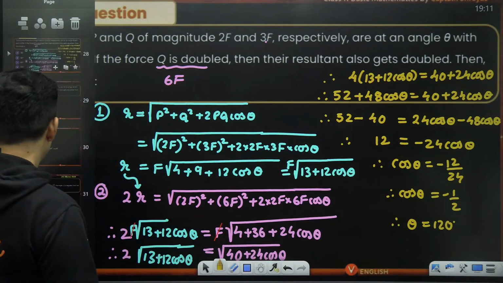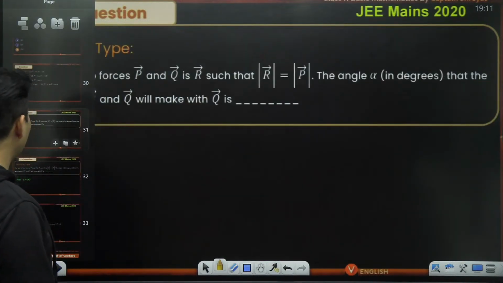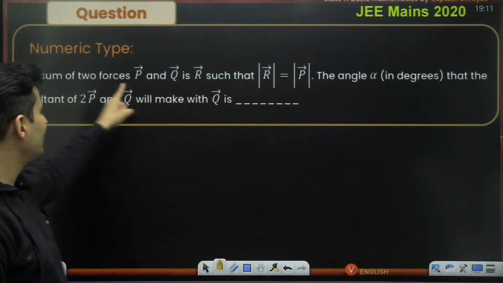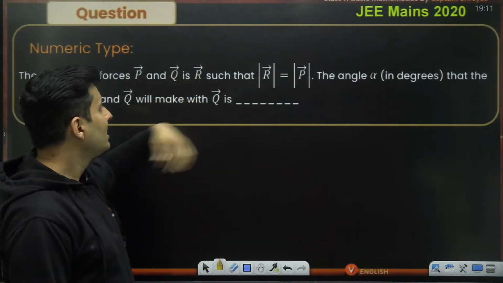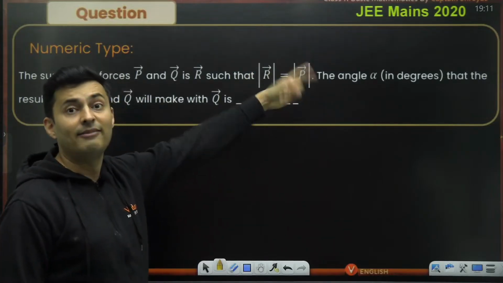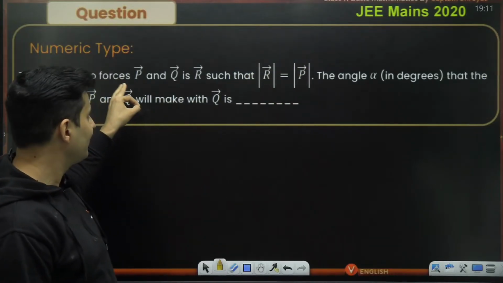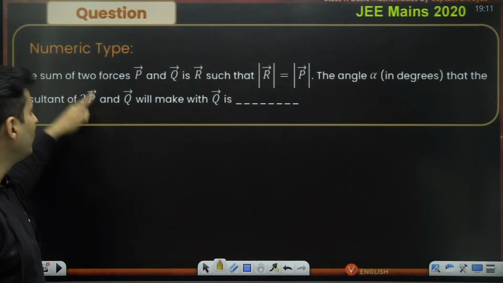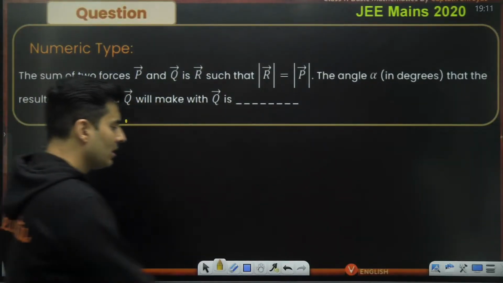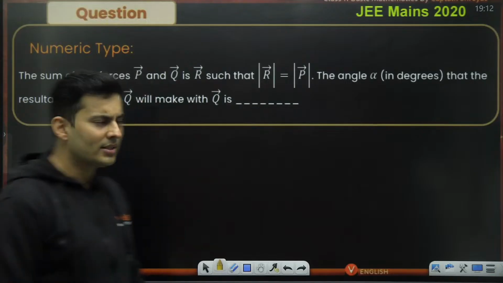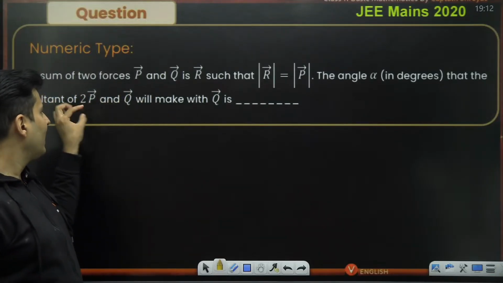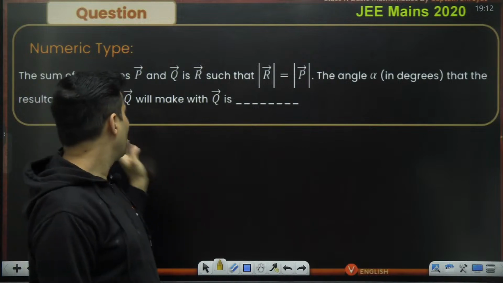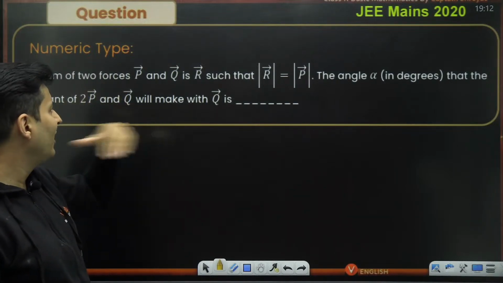Right. Next question. This is a very cool question, by the way. JEE means COVID era questions. The sum of two vectors is such that the resultant is one of the vectors' magnitude itself. Crazy, guys. The angle that the resultant of 2P and Q will make is how much? Similar, because one vector has been doubled, just like in the previous question, but slightly different. How much angle will the 2P vector make with Q vector?